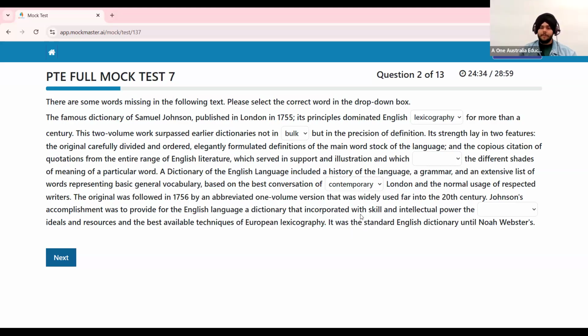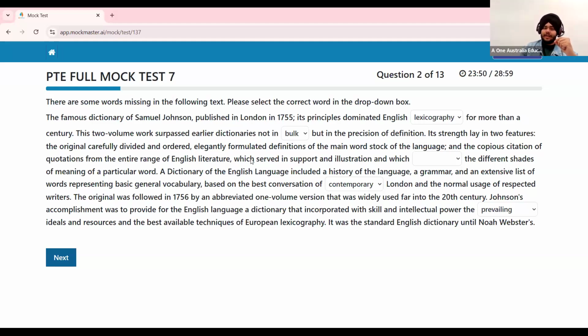Then for the next one here, that incorporated, that included with skill and intellectual power, the dash ideals and resources. Now, it says skill and intellectual power. That means the sentence is positive. So it cannot be condescending or demeaning. Okay, so no condescending or demeaning. So I can't choose between prevailing and dignifying. Now the thing is, if you do not know the meaning of prevailing or dignifying, again 50-50 chance, choose one, move on. But if you do know the meaning, you know it's prevailing. Okay. Power the prevailing ideals, power the ideals that are still surviving.